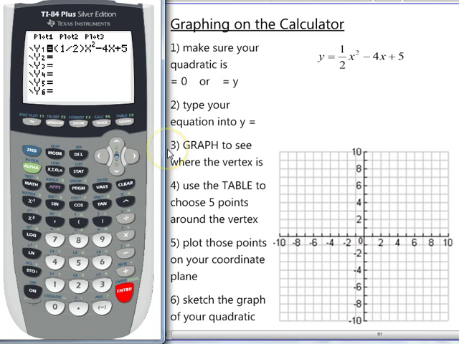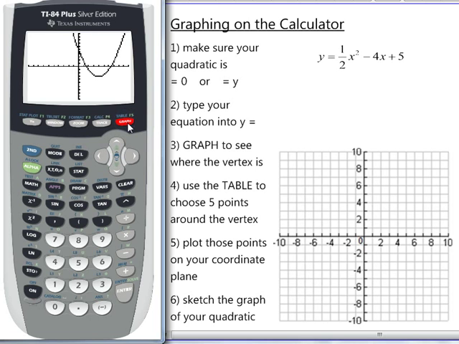Then step 3 says graph to see where the vertex is. So you want to hit the graph button. And then once it's done graphing, you want to look around where the vertex is. So it's around where x is 1, 2, 3, 4.